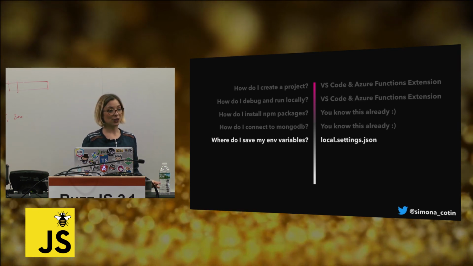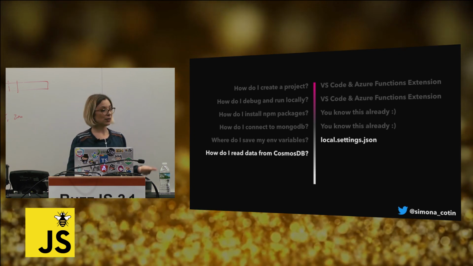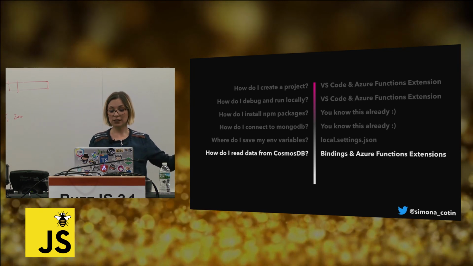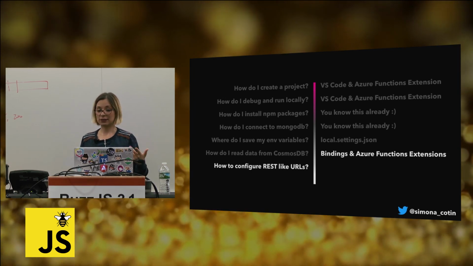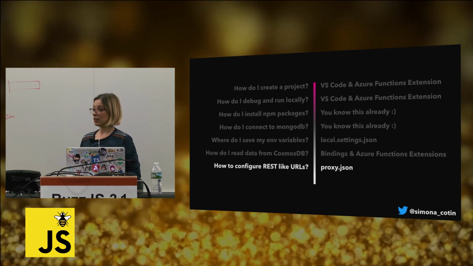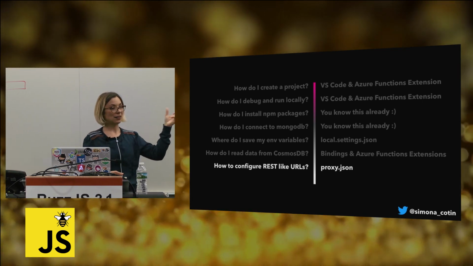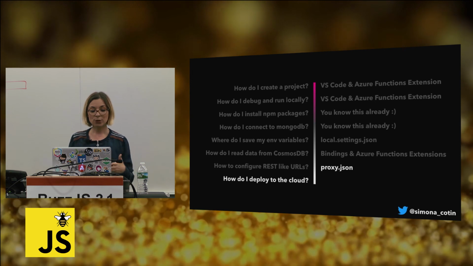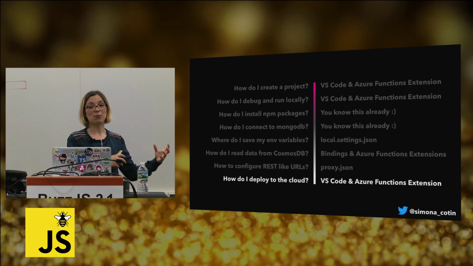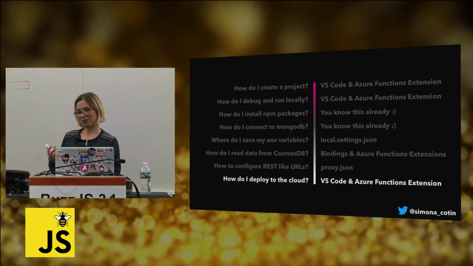How do I save my environment variables in my local using local.settings.json? How do I read data from Cosmos DB or from a third-party data source using bindings or using the extension? How do I configure REST-like URLs? Well, proxies.json is one option, but also the route field in our function.json file. How do I deploy to the cloud? Using VS Code if you're testing, and then GitHub or another version control system to have a proper system.